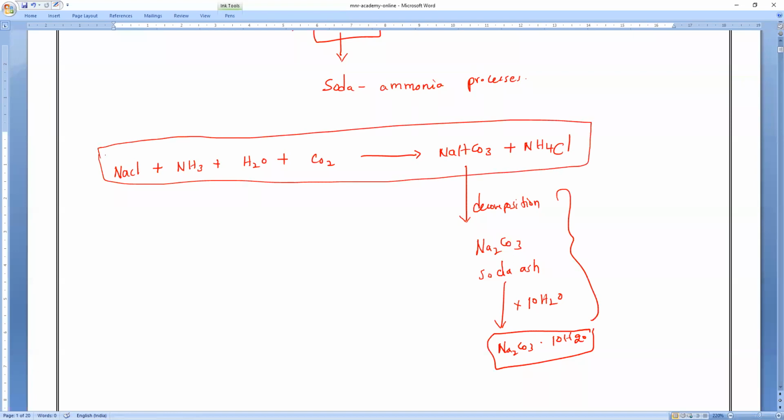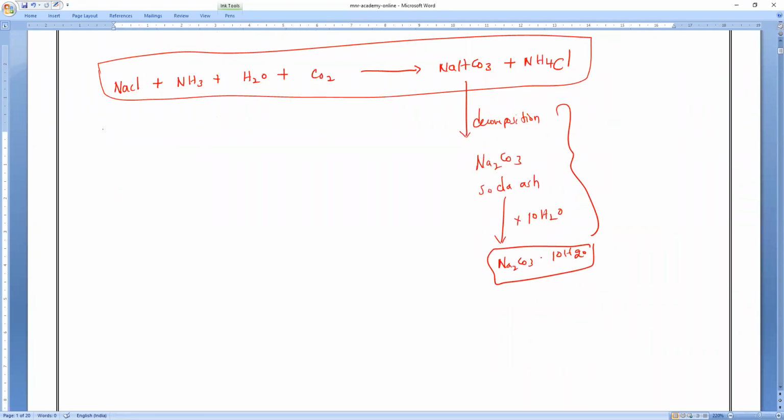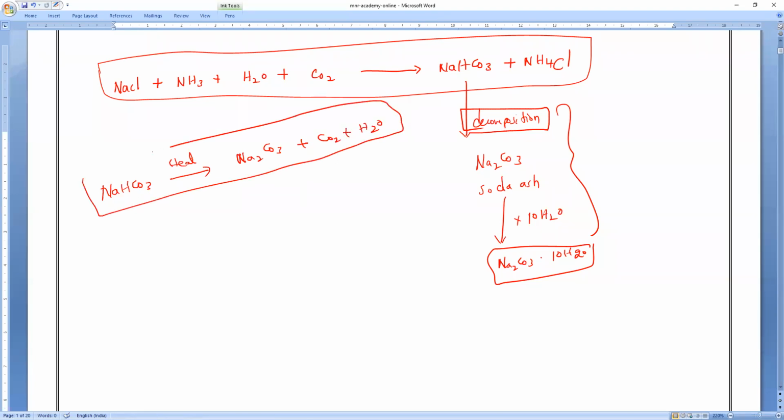Now, the properties of baking soda, as we studied in the last class, so many properties we studied. One of the main important properties is the action of heat. That is decomposition. If I decompose sodium hydrogen carbonate, what will it release, guys? We all know. If you are heating, that is decomposition. It will produce sodium carbonate plus carbon dioxide plus water. That is the action of heat.